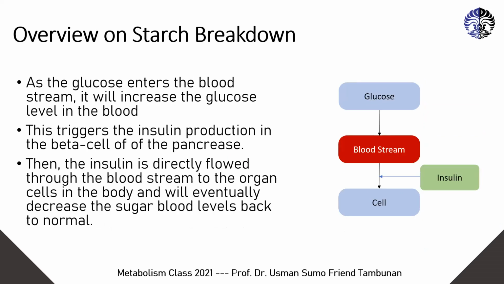As the glucose enters the bloodstream, it will increase the glucose level in the blood. This triggers insulin production in the beta cells of the pancreas. Then the insulin flows directly through the bloodstream to the organ cells in the body and will eventually decrease the blood sugar levels back to normal.